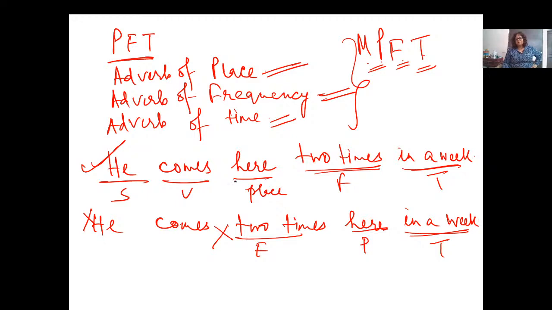He comes here. Here is a place. Before, daily. You can say that daily. Whatever may be. So he comes attentively. Attentively will be the manner. He comes attentively here two times in a week. So if we get manner, then it will be manner, then P, then F, then T.